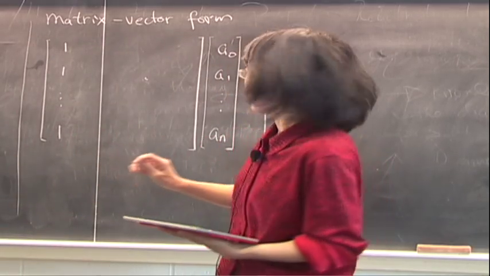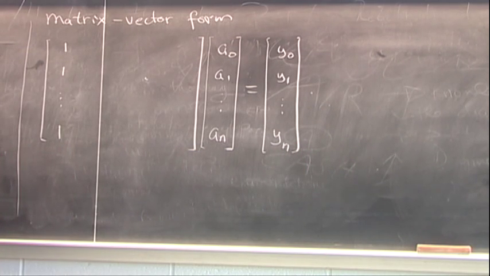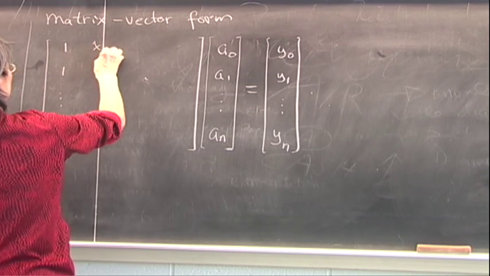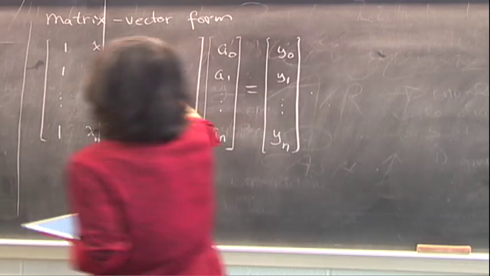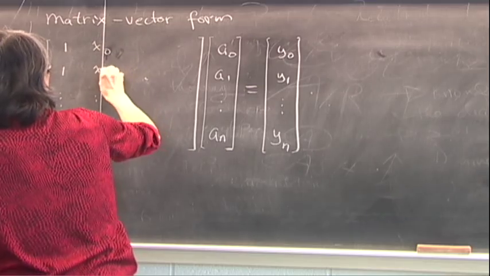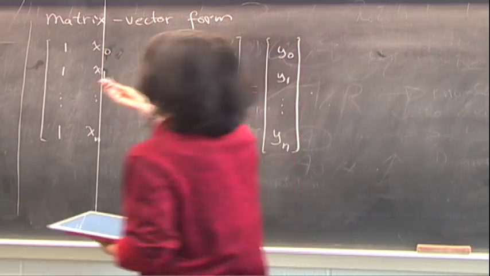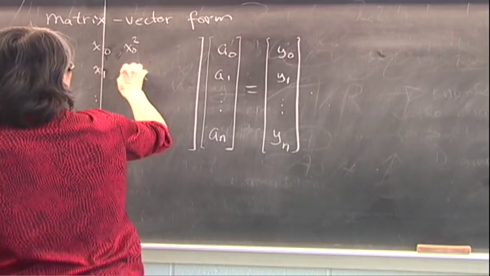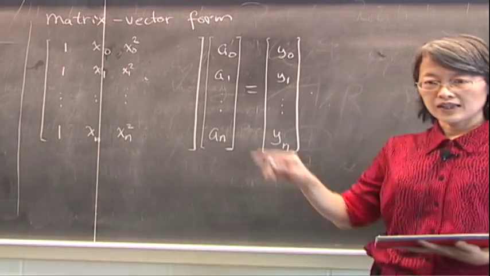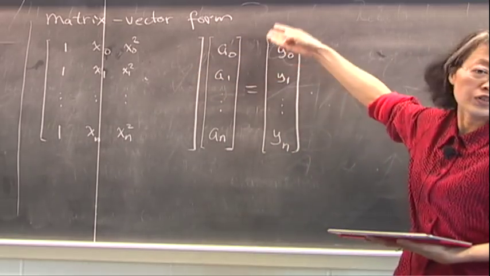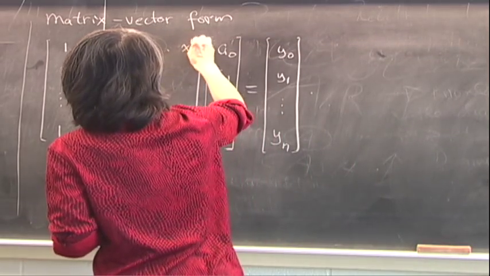Is that clear? The second column will be what's in front of a1. That will be all these x, x0, x1, all the way to xm. And then the third one will be, no, I'm sorry, 0. That always bites me. It starts from 0. Okay, so the next one is x0 square, x1 square, all the way to xn square. Is that right? And the power increases as you go further down into more columns. And then the last one will be to the power n.